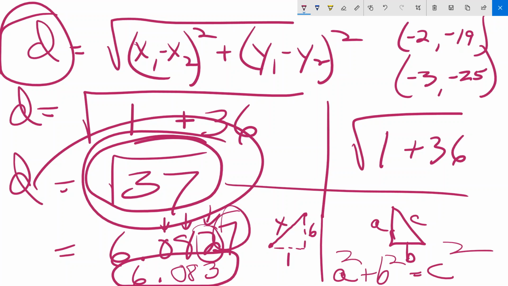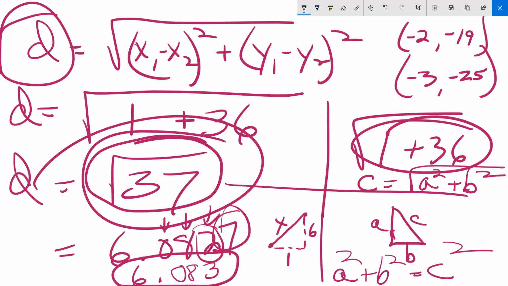Notice that C is equal to the square root of A squared plus B squared. A is 1, so A squared is 1, and B is 6, so B squared is 36. So all you're doing is applying the Pythagorean Theorem.